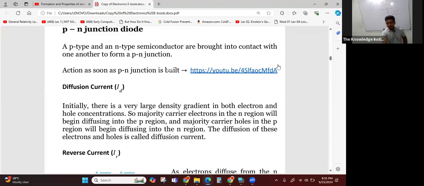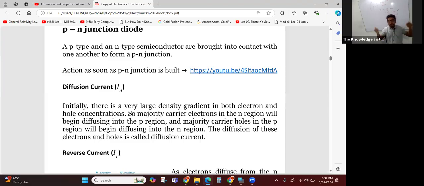Initially, there is a very large density gradient in both electron and hole concentration. I'll explain and go through this, because I have already shared this PDF in the notes. If you couldn't write, you can write it down later. Because I want to make this class more effective, initially there is a very large density gradient in electron and hole concentration.